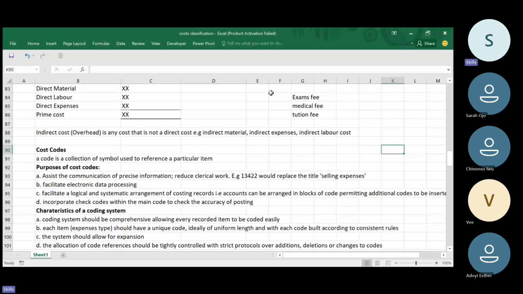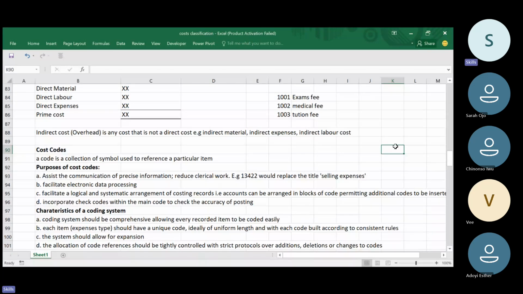You can say, okay, if your revenue code starts with 1, exams is 1001. This is a code. You can say medical is 1002. You can say tuition fee is 1003. So anywhere you see 1003, you don't need to see tuition fee. You know that it refers to your tuition fee. If you see 1001, you know that you are talking about exams fee. So this is cost code.